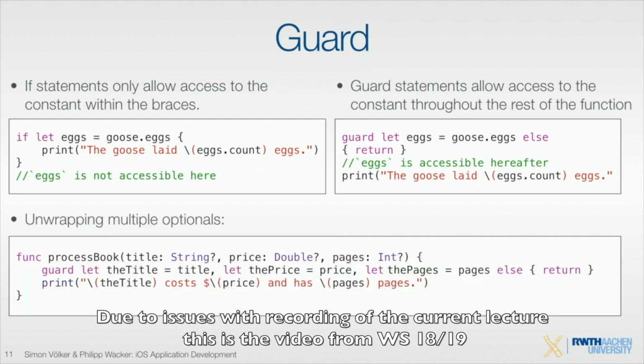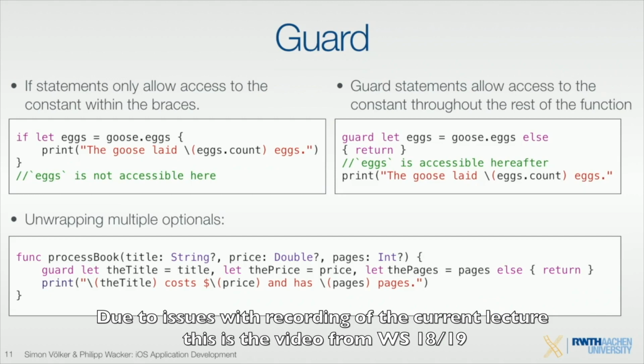So for example, like this, you have the guard statement, and you can also combine them again in the same way as for the if statement. So let's say we have a process block, and I want to check if this is a title, if this is a price, and if this is a page. We have these optionals, and I'm unpacking all of them at the beginning of the function call. And if one of them is nil, I don't want to use that function at all. I'm just returning from that function.